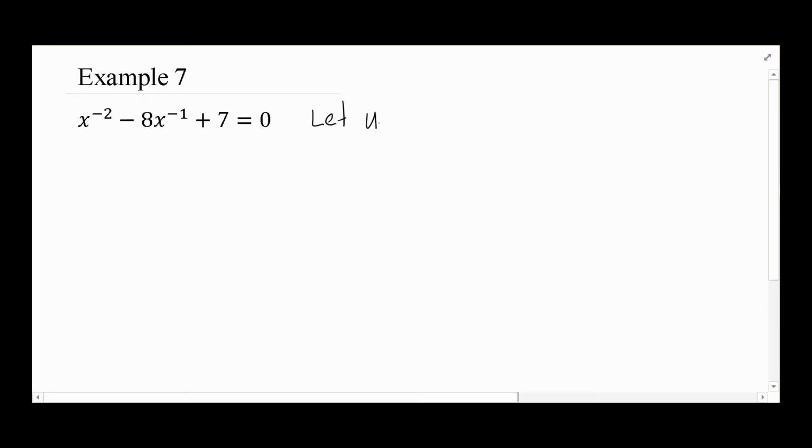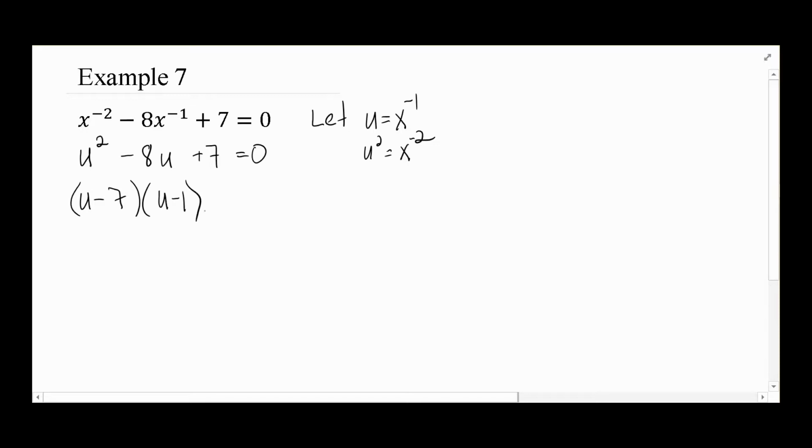So if I let u be x to the negative 1st power, then that would mean that u squared would be x to the negative 2nd power, meaning I could rewrite this problem as u squared minus 8u plus 7 is 0, allowing me to factor this as u minus 7, u minus 1, meaning u minus 7 could be 0 or u minus 1 could be 0. Therefore, u is 7 or u is 1.